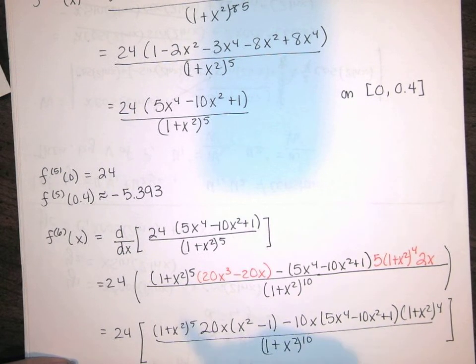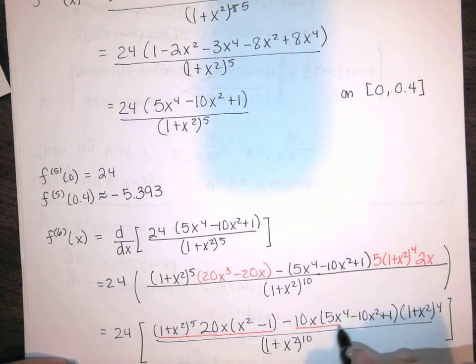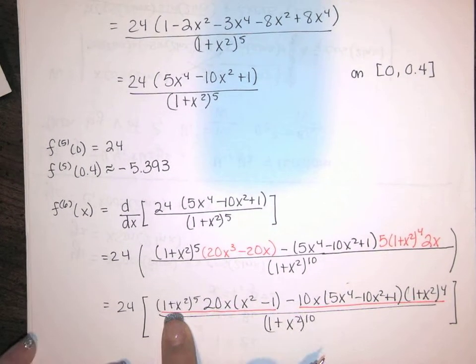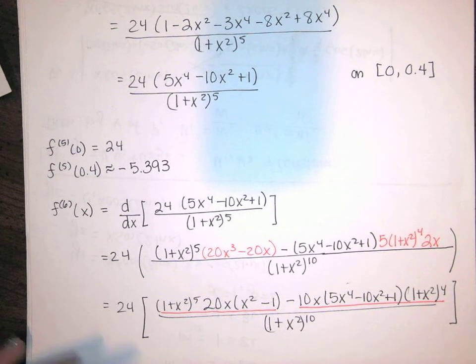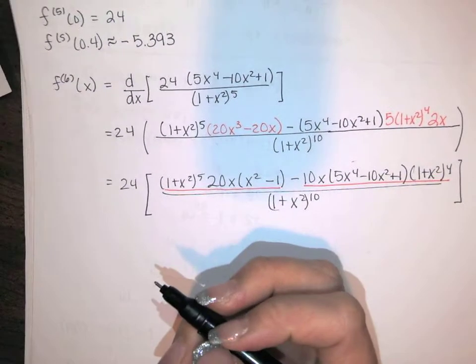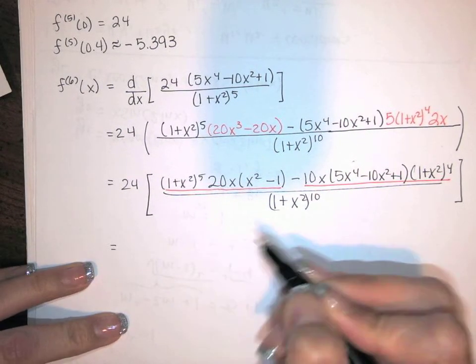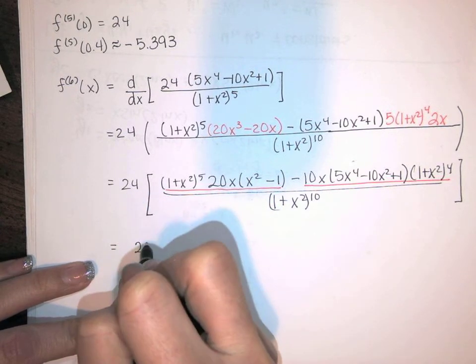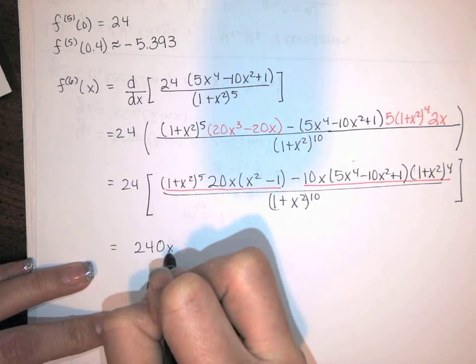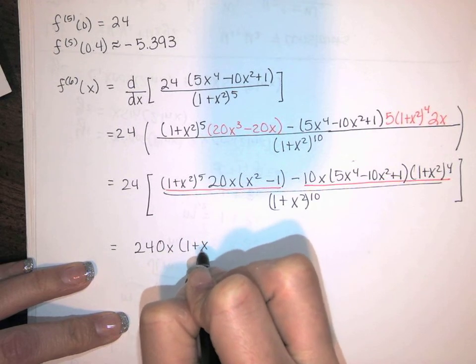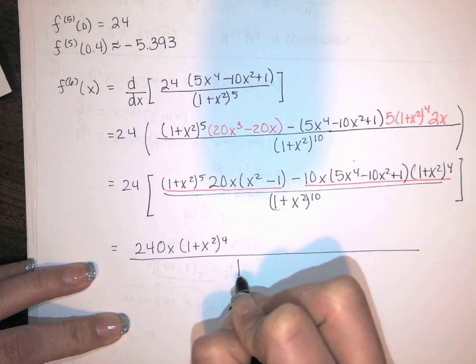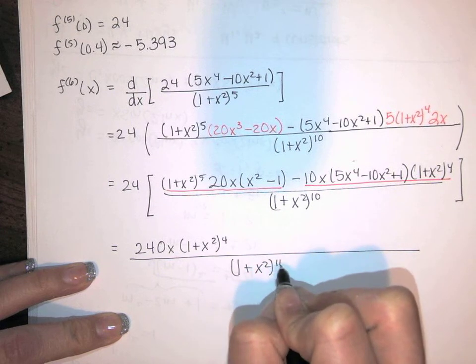Now, if I'm looking at this as one term and this as another term, I see that they both have a 10x in common, and this has 1 plus x squared to the 5th, and this has a 1 plus x squared to the 4th, so I can factor out the 1 plus x squared to the 4th from both of those. So I'm factoring out the 10x. Let's take that 10x and multiply by the 24 now. So we have 240x and a 1 plus x squared to the 4th, all divided by 1 plus x squared to the 10th.